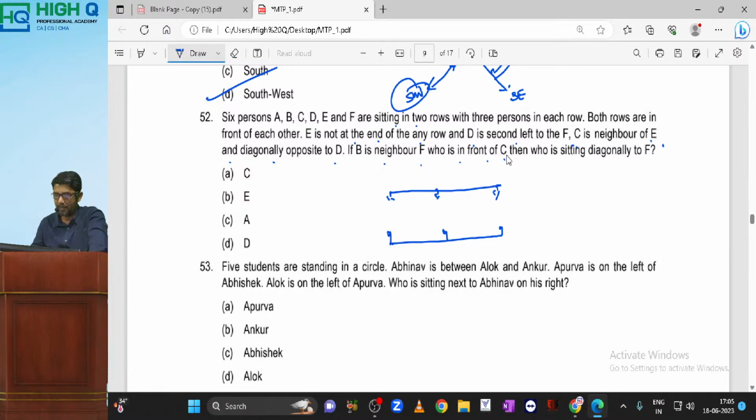Very simple question, my dear. So E is not at the end. So E can be here or E can be here. Am I right, my dear? But here direction is not involved. So anywhere in the middle position, you can fix it.